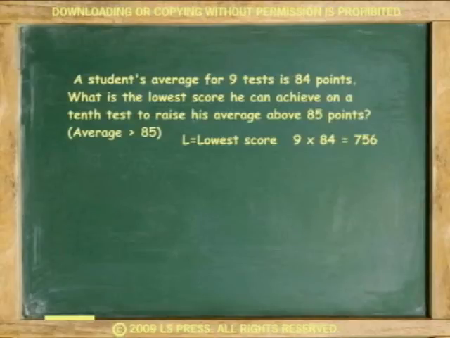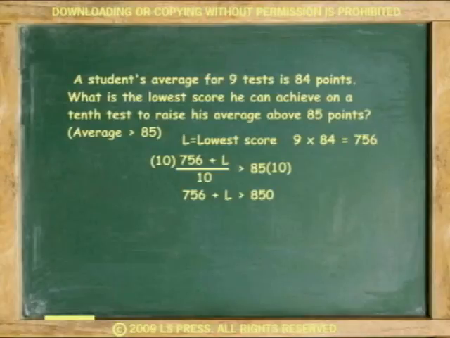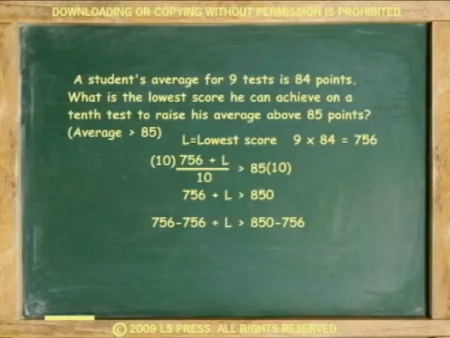If the total number of points for 9 tests is 756, then the total number of points for 10 tests is 756 plus L. And the equation 756 plus L divided by 10 is greater than 85 defines the new average. Solving for L. Multiply both sides by 10. Subtract 756 from both sides. L is greater than 94. This means the lowest score must be 95. Any score greater than 94 will raise the average above 85 points.